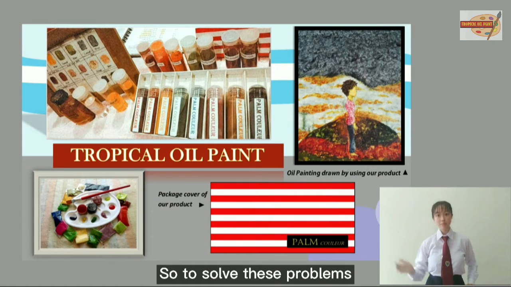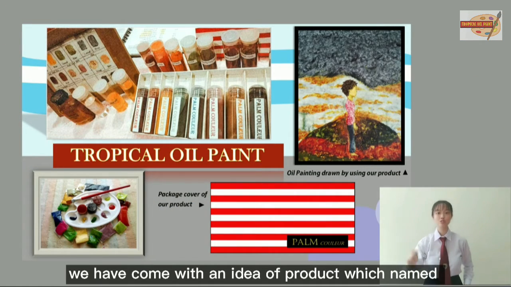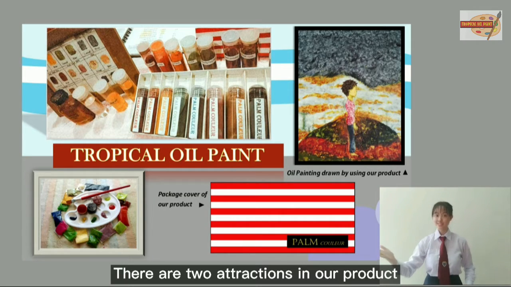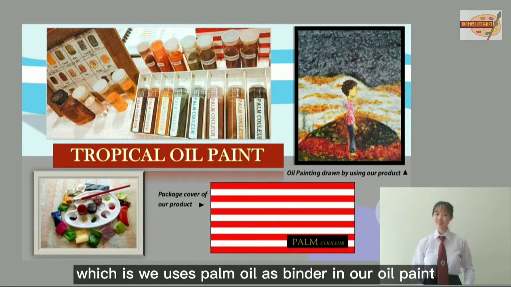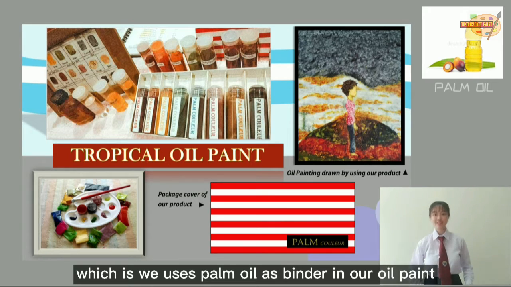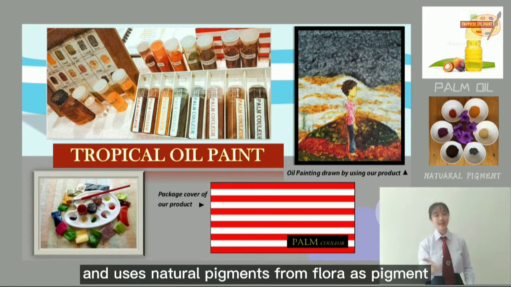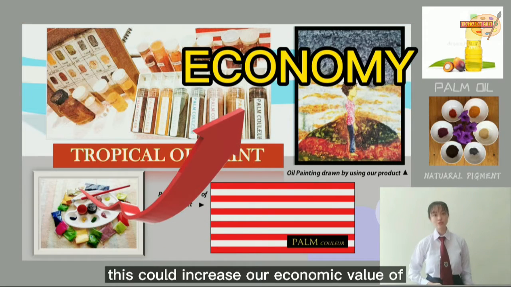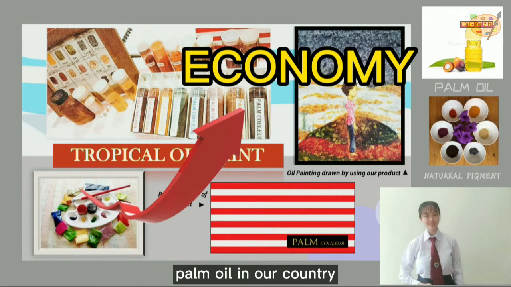So, to solve these problems, we have come up with an idea of product which name Tropical Oil Paint. There are two attractions in our product, which is we use palm oil as binder in our oil paint and use natural pigments from flora as pigment. This could increase the economic value of palm oil in our country.